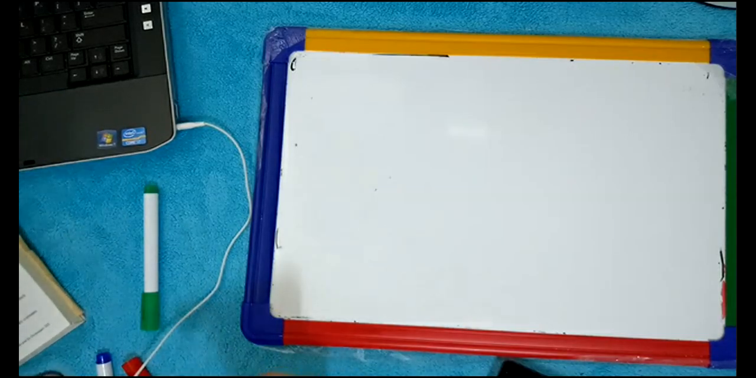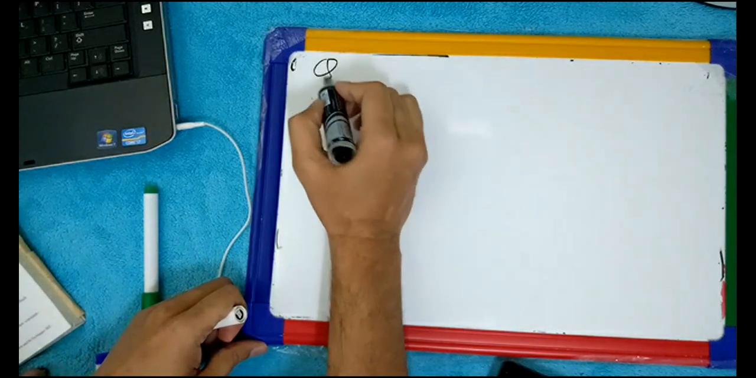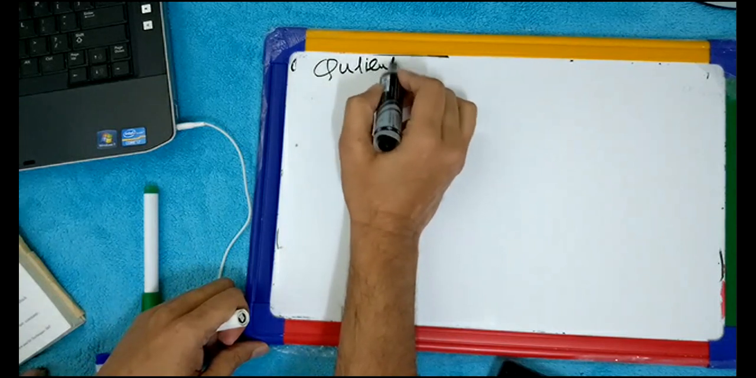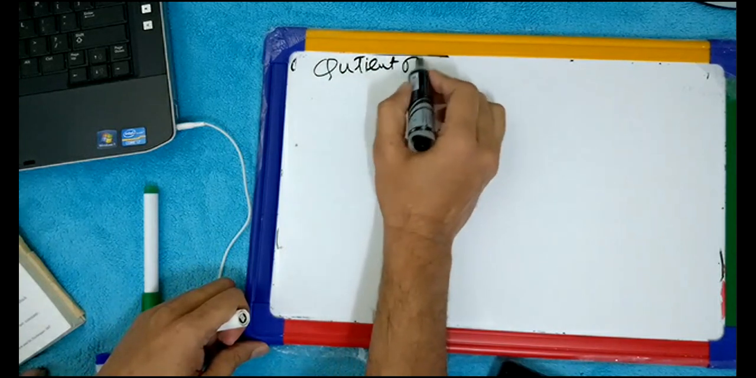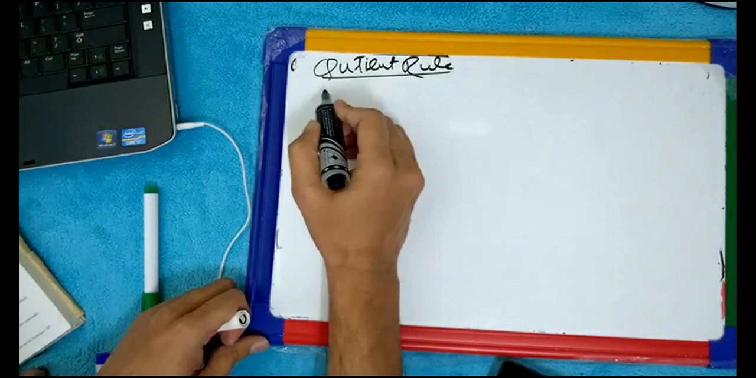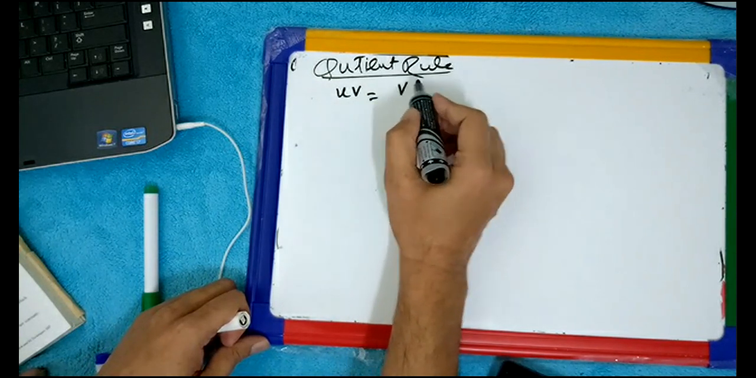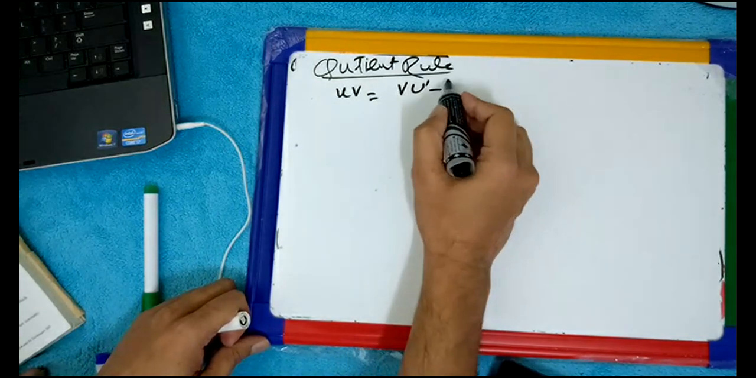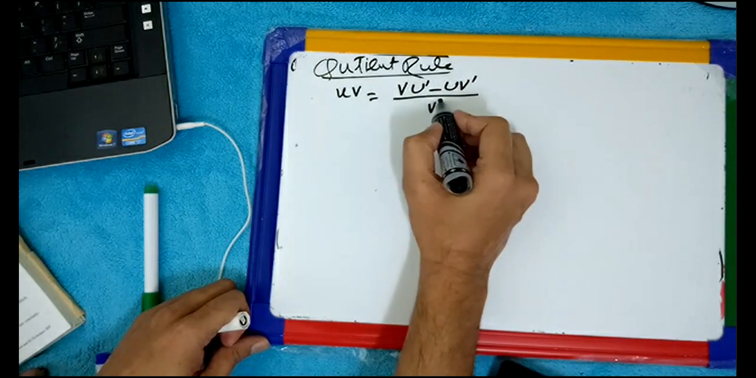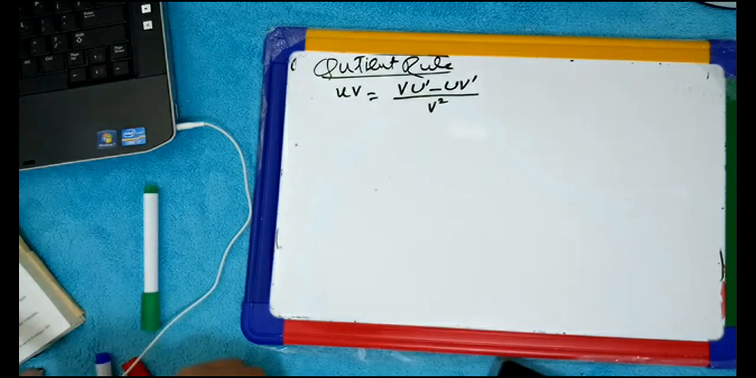Now see the quotient rule. If two functions are given in this form, u over v, the derivative is v u dash minus u v dash, over v squared. This is the only difference: the negative sign and the v squared in the denominator. This is the real change.